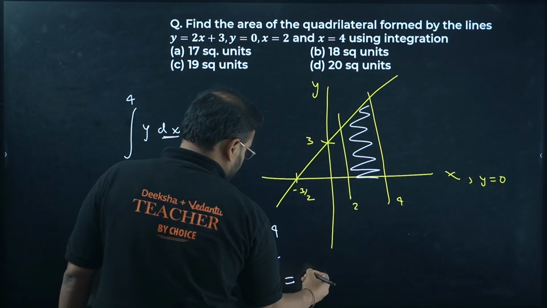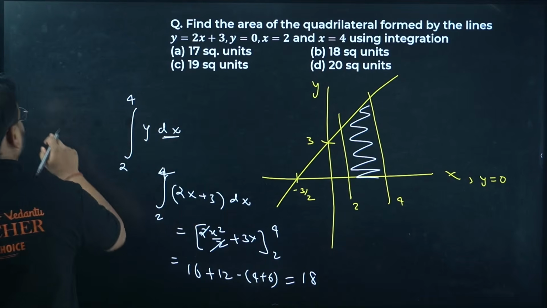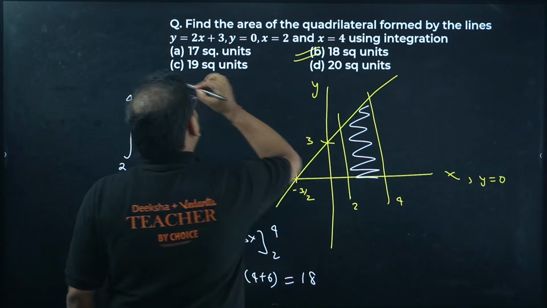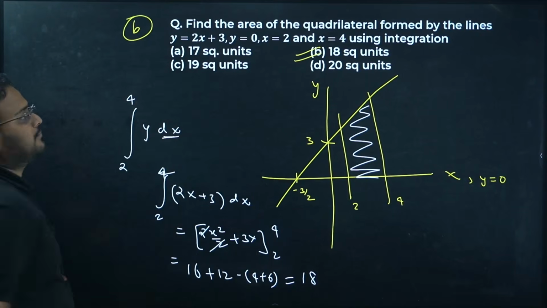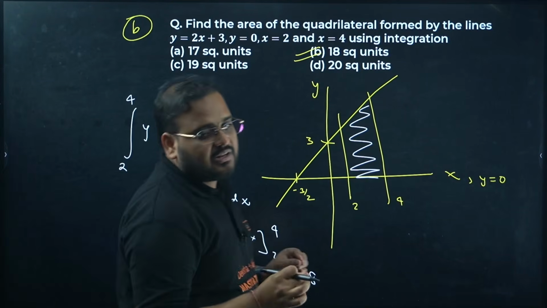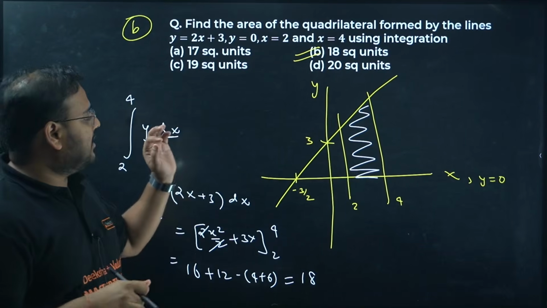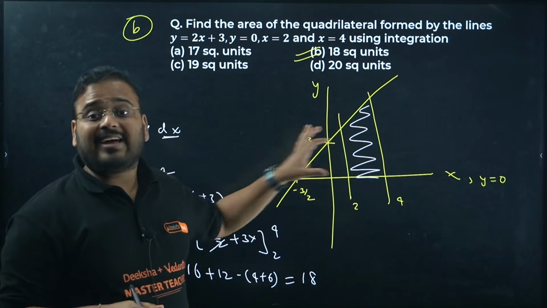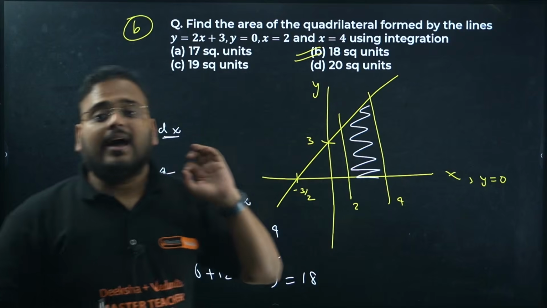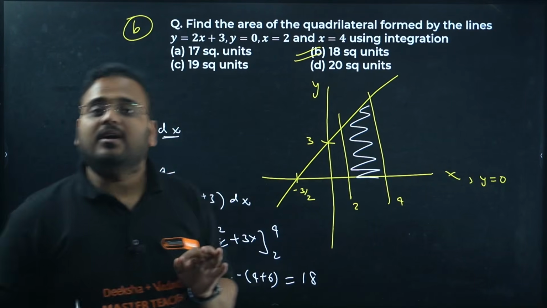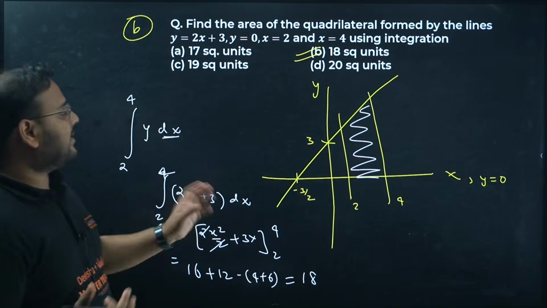Answer is coming as 18, which is option B. As I mentioned, a simple curve given to you, just draw a rough curve, find the limits from the curve, find the required area which is under consideration, and get the result by simply forming the conditions for a definite integral, integrate and get the result.